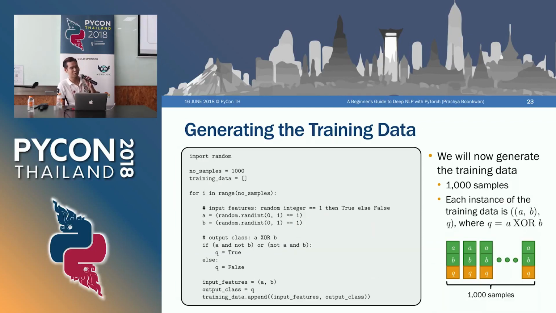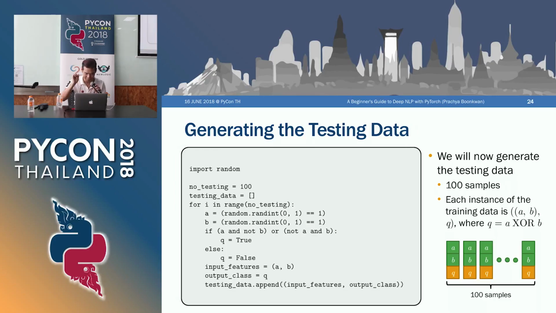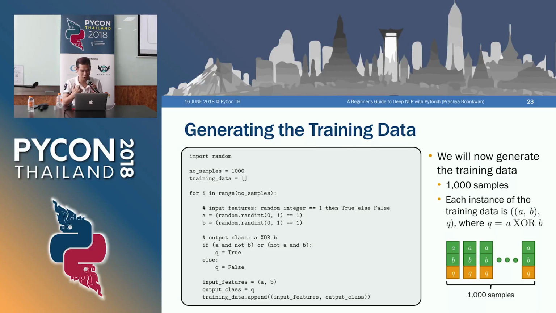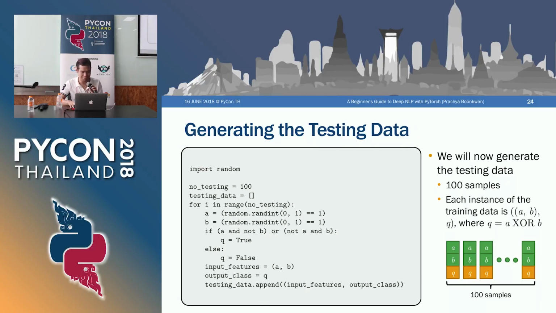This is how we generate the training data. We generate 1,000 samples with three components. A and B are the input signals, and Q is the result from XOR. And also the testing data. So we generate A, B, and Q, where Q is the exclusive OR of A and B. That's the testing data. So we generate a set for training and a set for testing.